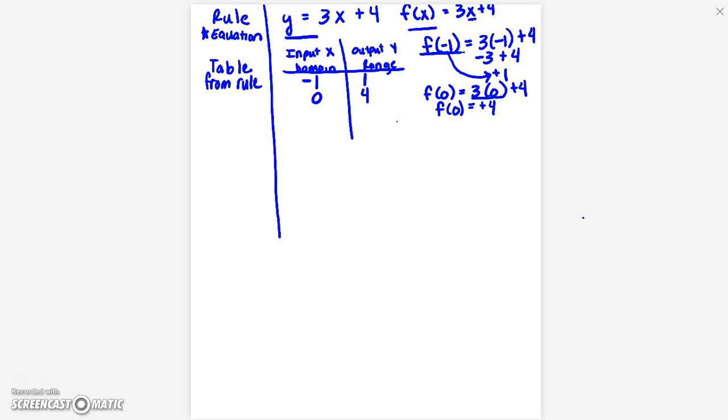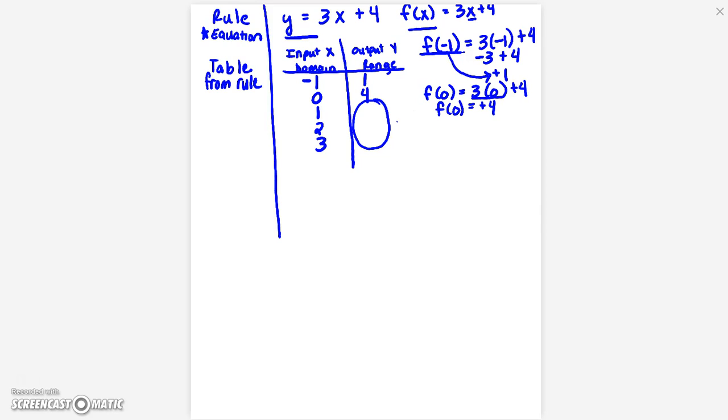Okay, so why don't you pause right now and see if you can fill out the rest of the table. If you input 1, 2, and 3, can you tell me what comes out in the output, in the y and in the range? Okay, pause now.